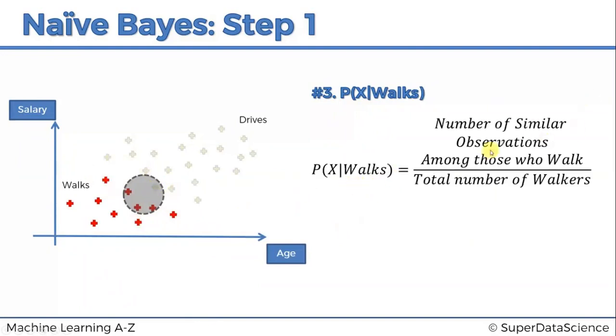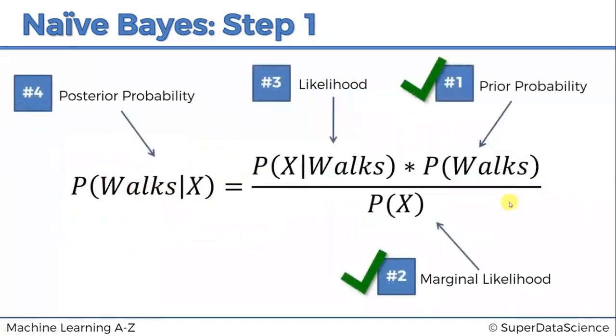Now that we know how all of this works, it's basically the number of similar observations among those who walk to work. So the number of red dots that actually fall inside this gray circle, that's 3, divided by the total number of walkers, the total number of people who walk to work, and that is 3 over 10. There we go. So that's our likelihood of somebody exhibiting the features similar to the data point that we're about to add, given that we're only selecting among the red dots. So that's 3 over 10, and that was our likelihood.